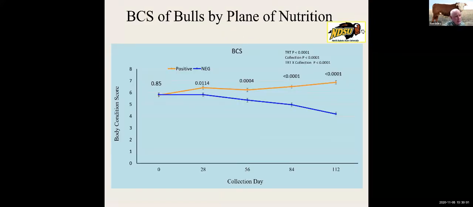Now, I want to share with you this slide, which is the body condition score of those bulls from day 0 to day 112. Zach referred to this a little bit. Really, by day 28, those bulls were starting to spread apart and differ in body condition scores.